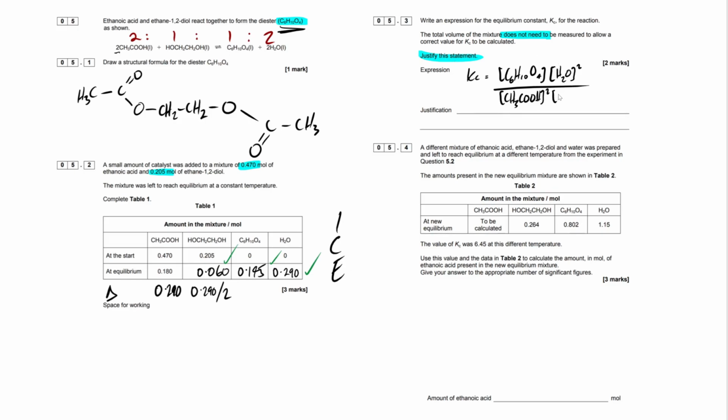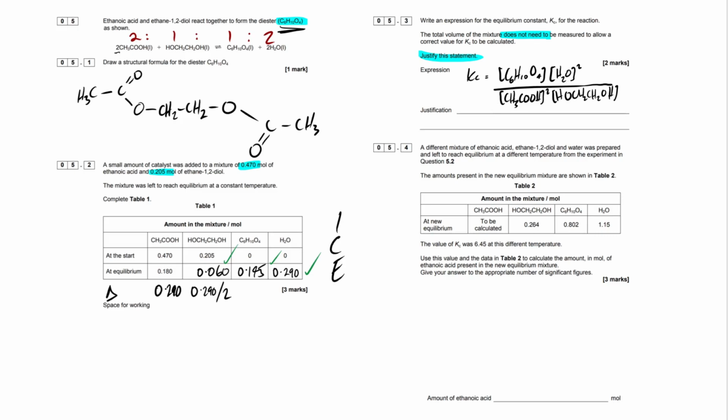And then we've got our dialcohol, ethane-1,2-diol, so HOCH2CH2OH. No reason to square anything here, no power required because it has a mole coefficient of 1. So that's out of the way, not too hard. Hopefully you guys are completely fine with Kc expressions, pretty simple.